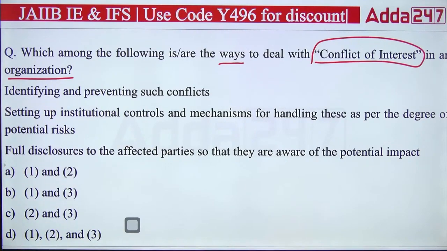So out of these ways, which is correct to deal with the conflict of interest? A, B, C or D? Let me know. So you have to identify and prevent such conflicts. Second, set up the institutional control and mechanism for handling these as per the degree of potential risk. Third is saying full disclosure to the affected party so that they are aware of the potential impact.